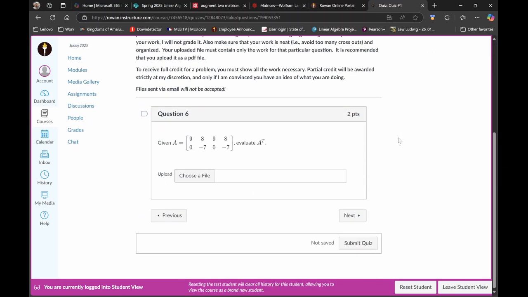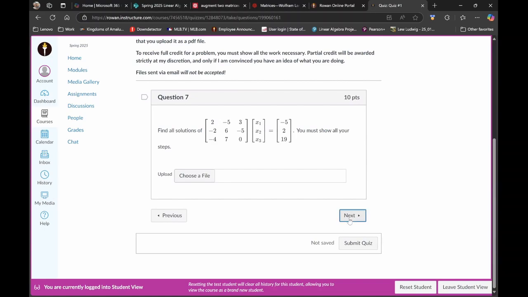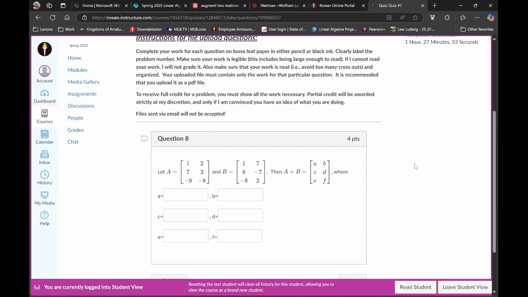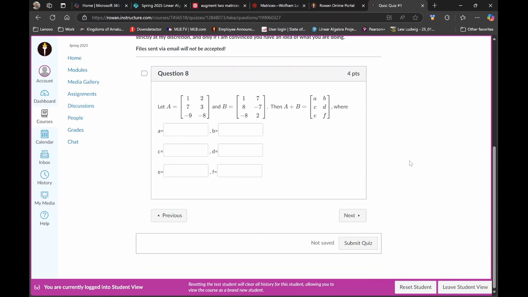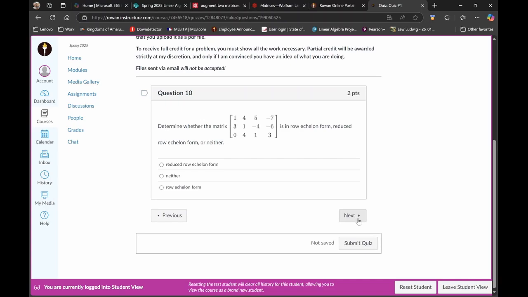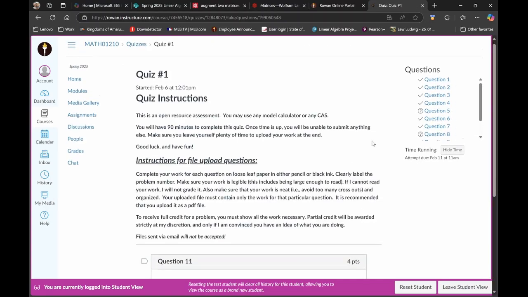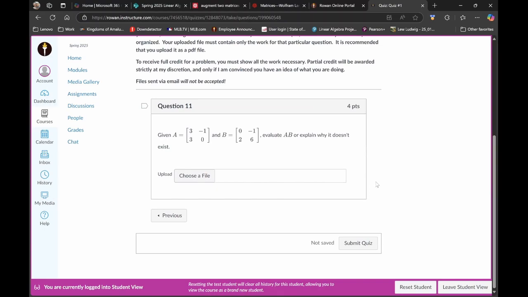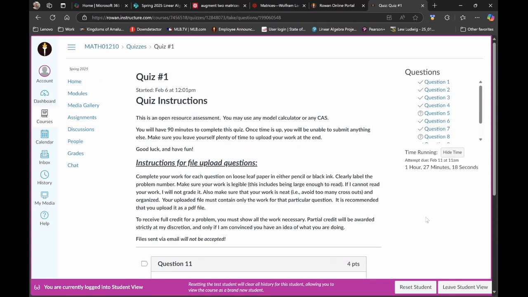Right, so obviously for non-file uploads, there's no partial credit. So that's why for the most part, I do try to keep the vast majority of them as file uploads, but there will be some that aren't, and you won't get partial credit for those. So I think I counted 3 that weren't file uploads? So the rest are. And again, that 90 minutes should be more than enough time.